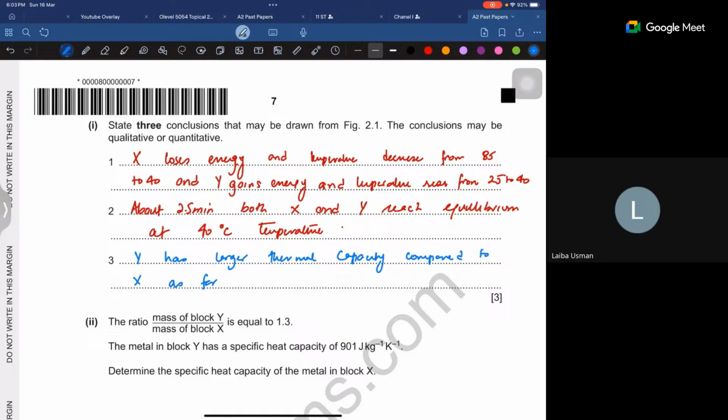For the same amount of time, the rise in temperature is small. So if I were you in the exam, I would actually write something like that.